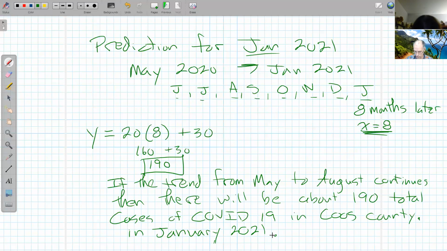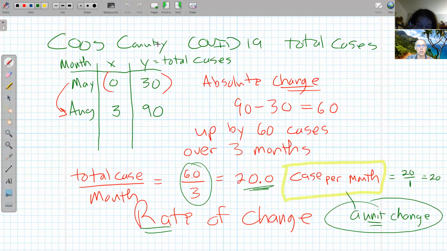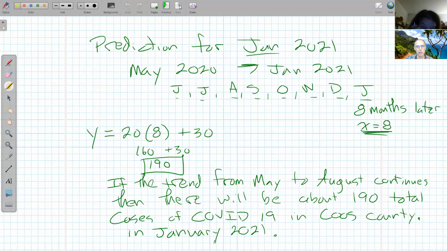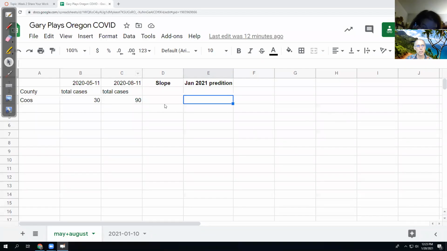So that's most of that assignment right there. And I did something like this in the video and in class last week. The other thing was to do this on a spreadsheet. So back here, I started making my paper version of the spreadsheet table. And I'm going to add to that the slope calculation in my spreadsheet, and I'm going to add this prediction to my spreadsheet. So just a little more work with spreadsheets.